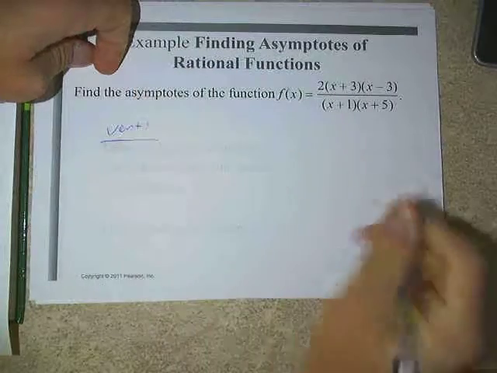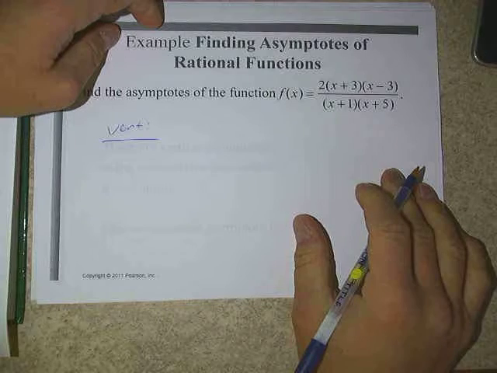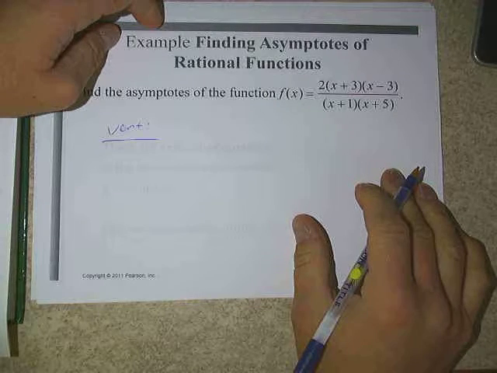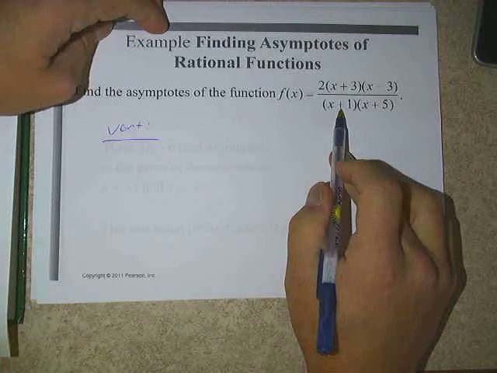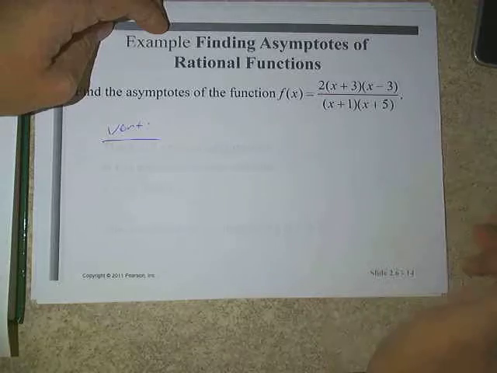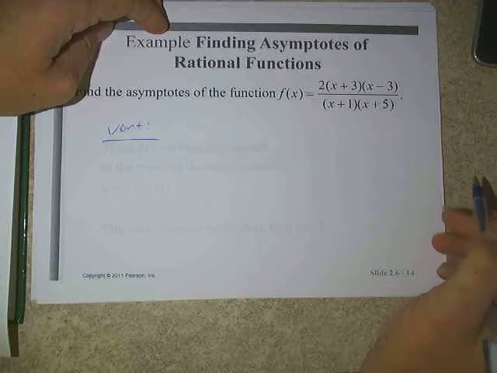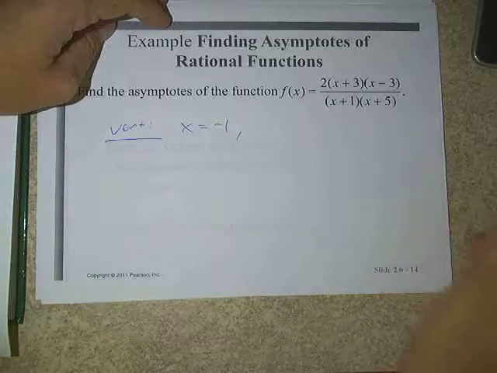All right, so let's take a look at a couple of examples that they have here. It says find the asymptotes of the function f of x equals, and this is our function. So let's start out with vertical asymptotes. And conveniently, they already factored it for us. It might not be factored, you might have to do the factoring, but in this case, they factored it for us, which was nice of them.